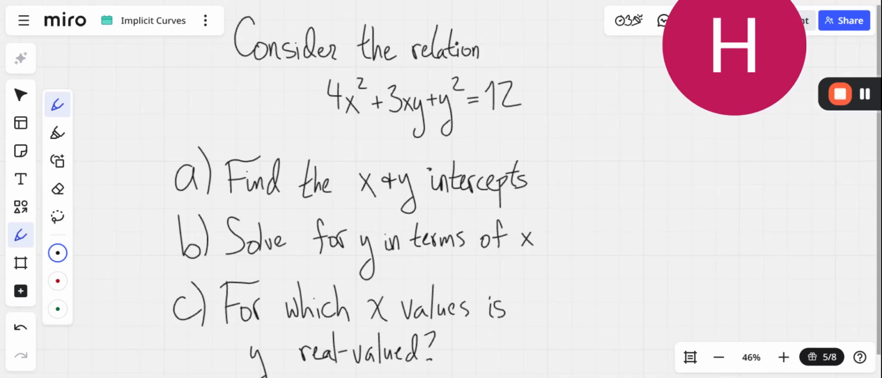Go ahead and get yourself ready with a notebook. Grab a pencil or pen. Whatever you choose to write with is fine.